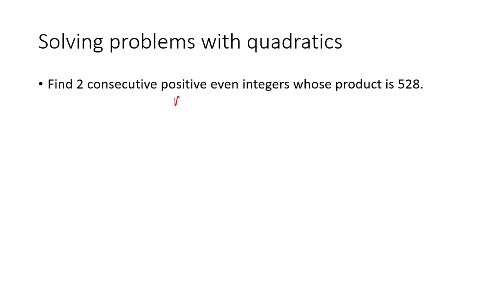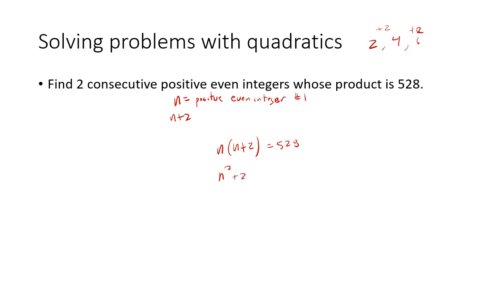Okay, so let's let n equal positive even integer number 1, and then n plus 2 is our second one, right? We know that because if our first one was 2, the next one would be 4, and we have to add 2 every time to get to our next even integer. So n and n plus 2 are our two integers, and if I multiply those together, the product is 528. So n squared plus 2n is equal to 528.